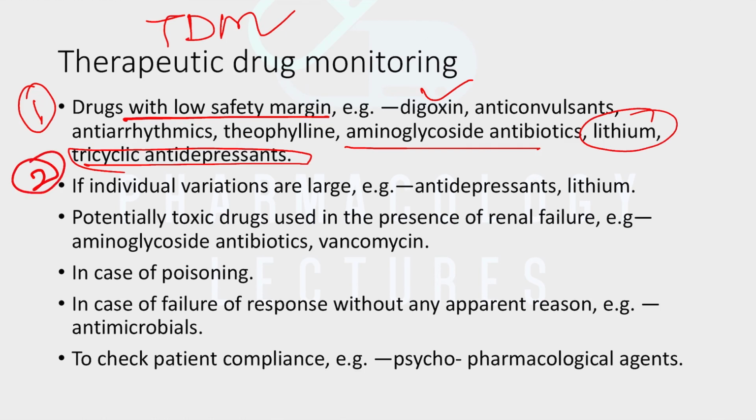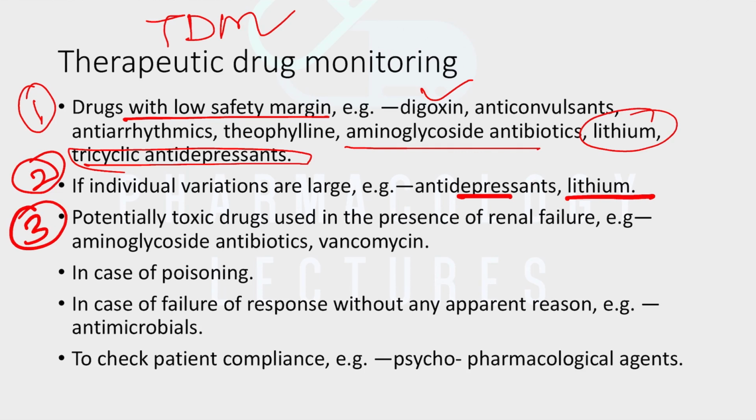Second, drugs in which individual variations are large, like antidepressants, and lithium produces larger variations. So for that, to check the response, why this response is delayed, you need to do therapeutic drug monitoring. You need to check the level of drugs in the blood.